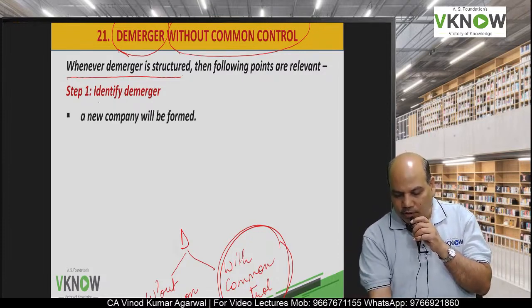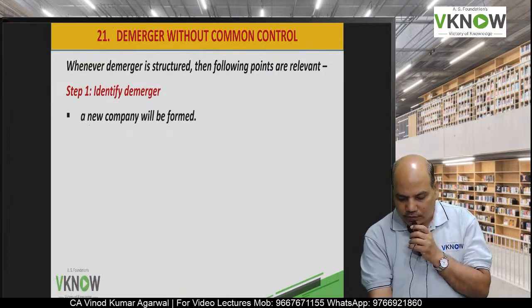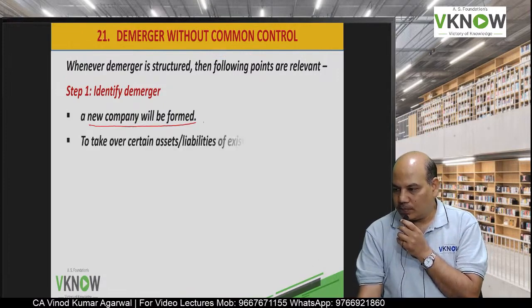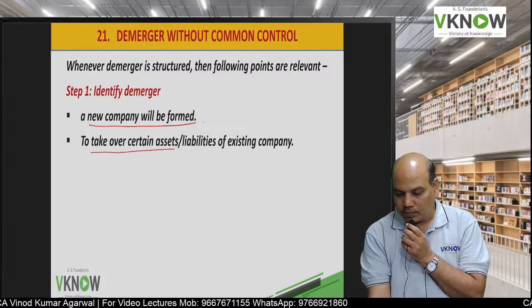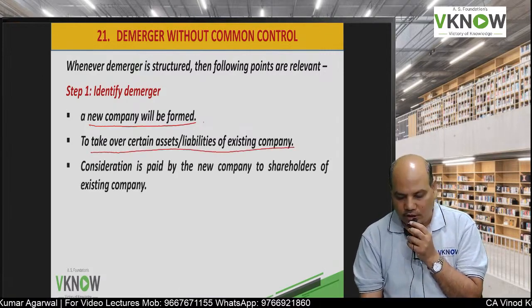So now step number 1, first you check whether demerger exists or not. A demerger will exist if a new company is formed. Condition number 2, this new company will take over assets and liabilities of existing company.